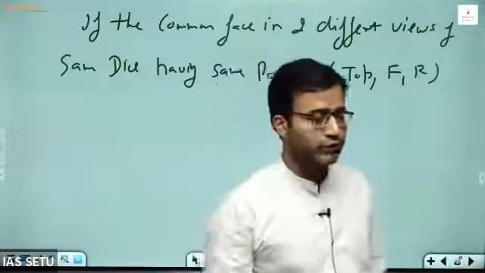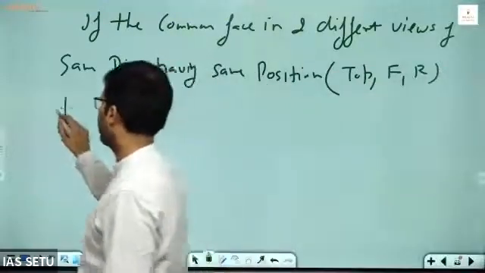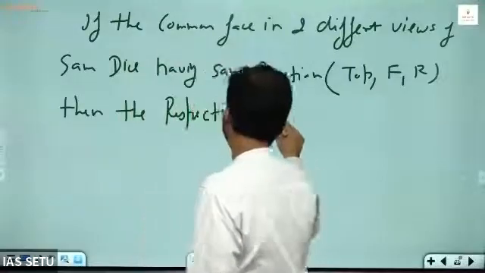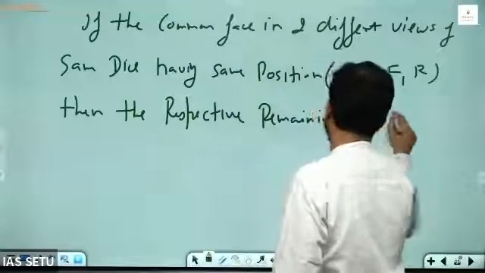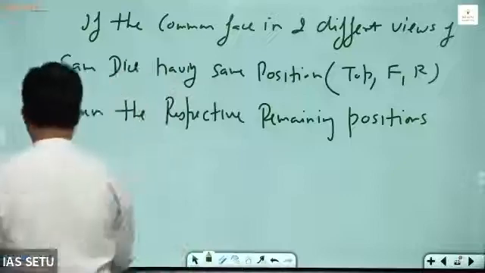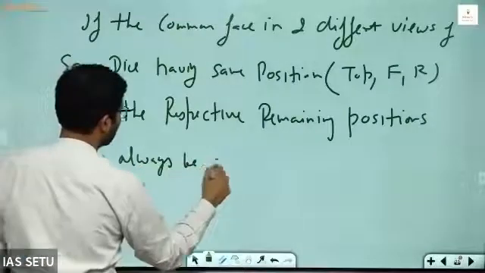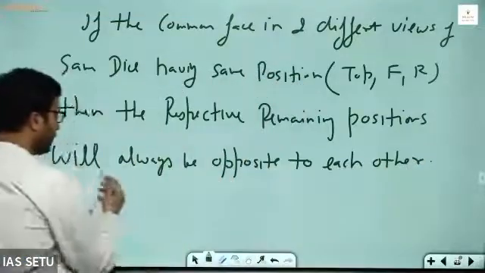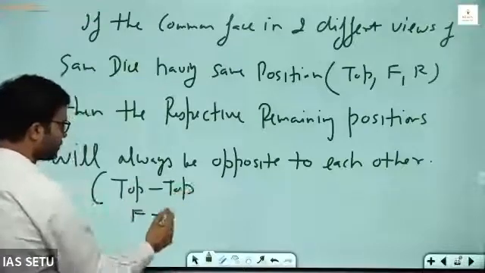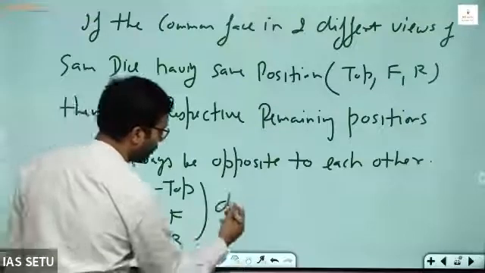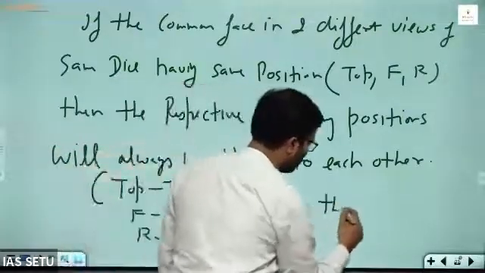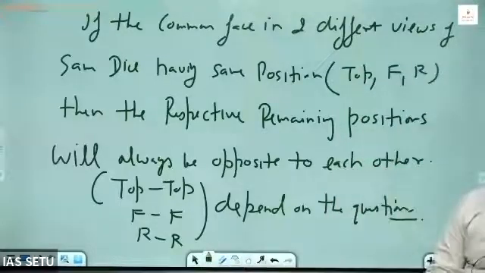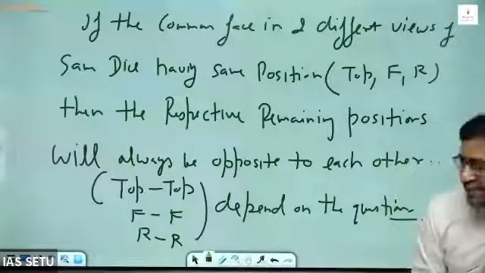If the common face in 2 different views of same dice having same position, then the respective remaining position will always be opposite to each other. In bracket you can write top opposite of top, front face opposite of front, right face opposite of right, depend on the question. Depend on the question. Respective remaining positions will always be opposite to each other.